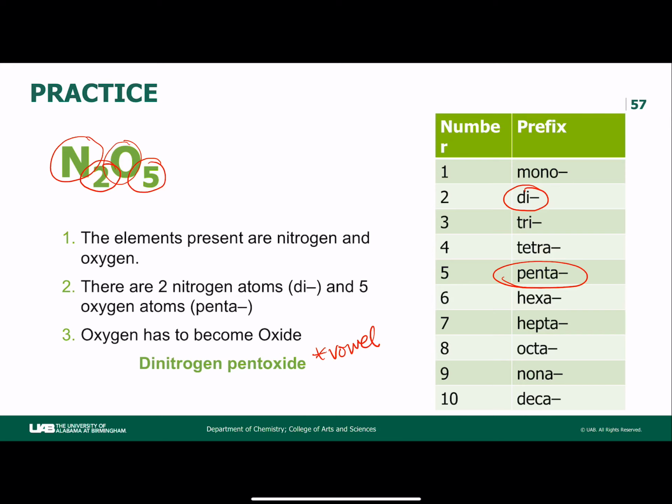Now, it doesn't really get a whole lot harder than that. We're going to have 2 things. There's going to be some amount of 2 things. The first atom is always just going to be its name. Second atom is going to be the name, but it's going to say "ide."